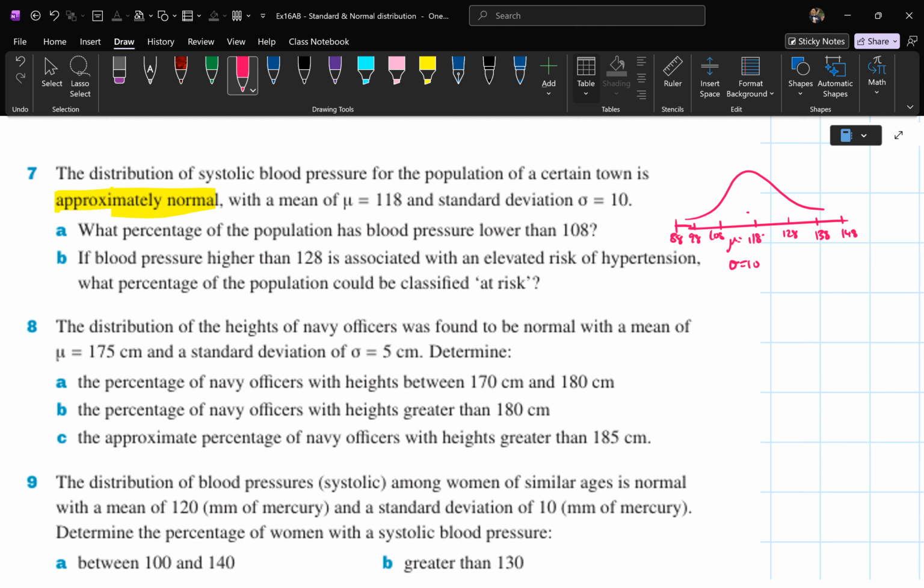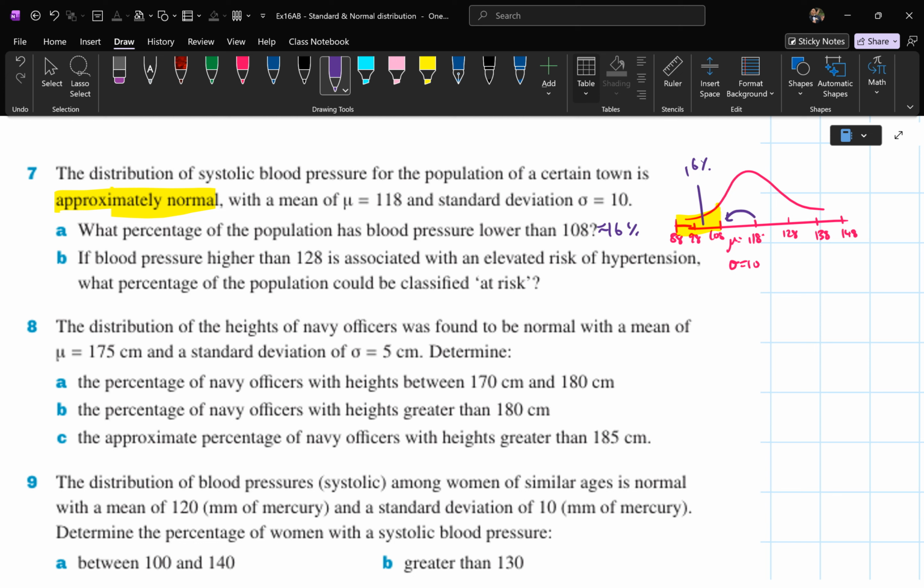What percentage of the population has blood pressure lower than 108? 108 is here, and as you can see, it is only one standard deviation from the mean. So this must be 16%. So what percentage is lower? Roughly 16, approximately 16%. Or you can be specific by using normcdf.